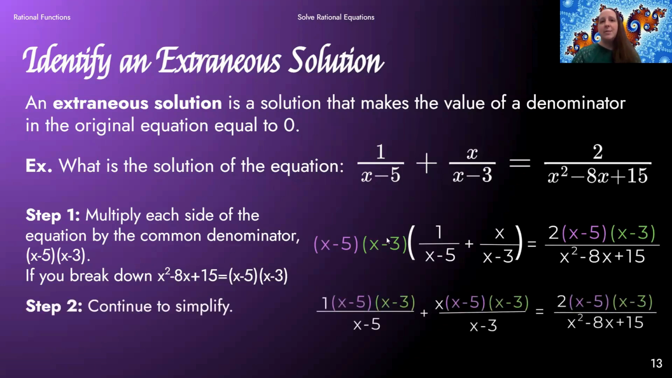So I'm taking this x minus 5 and I'm multiplying it by each of my numerators and my fractions. So I get 1 times x minus 5 times x minus 3 over x minus 5 plus x times x minus 5 times x minus 3 over x minus 3 equals 2 times x minus 5 times x minus 3 over x squared minus 8x plus 15.